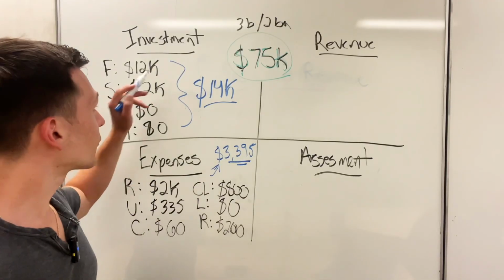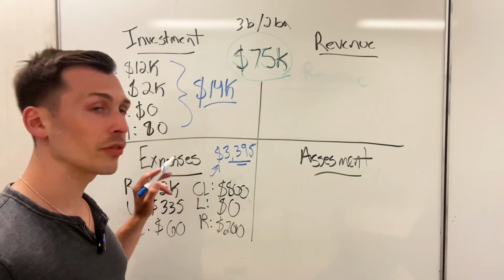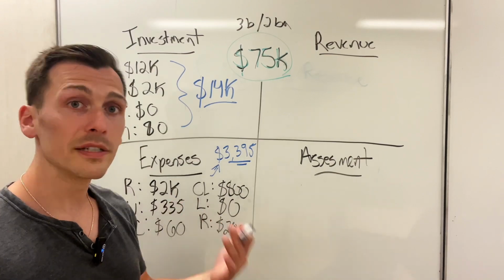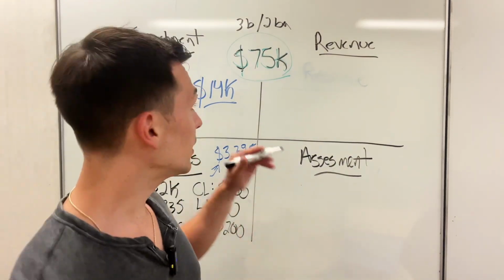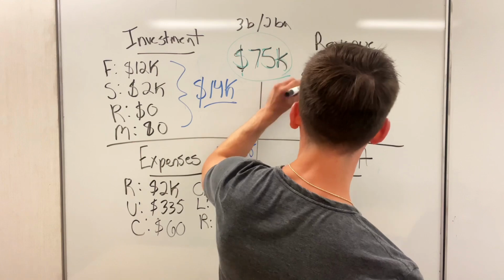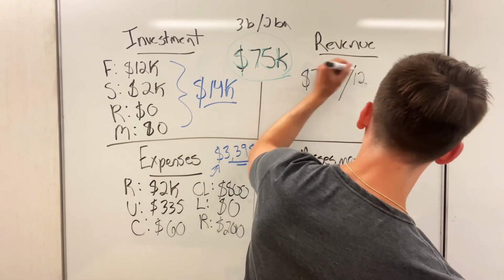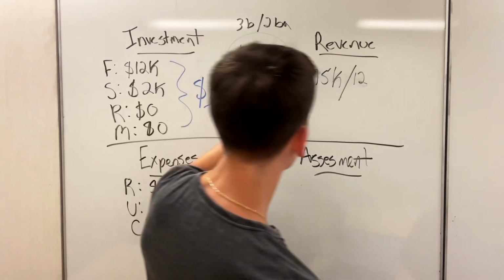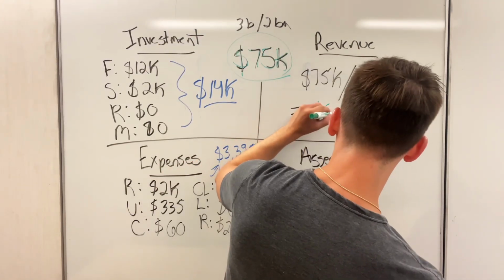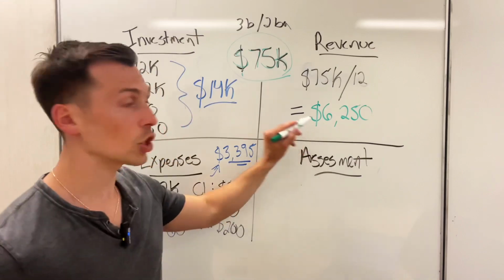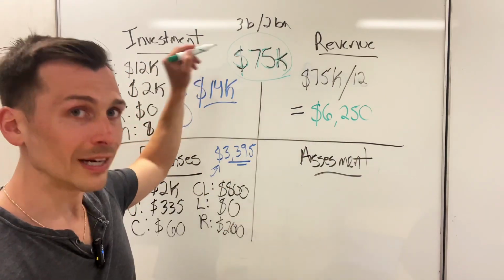So we've got our upfront investment figured out and we've got our monthly expenses figured out. Now let's figure out if the remainder of the deal is healthy and makes sense. Now revenue is very simple. What we're going to do is take this yearly number of 75K and divide that by 12. And that gives us a monthly revenue of $6,250, right?